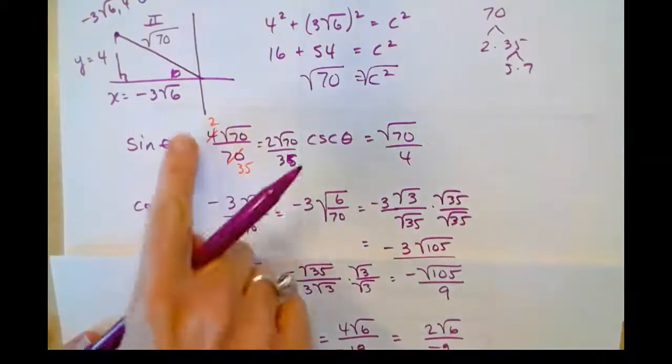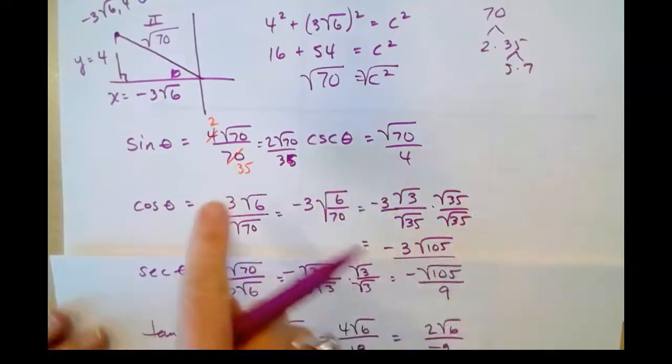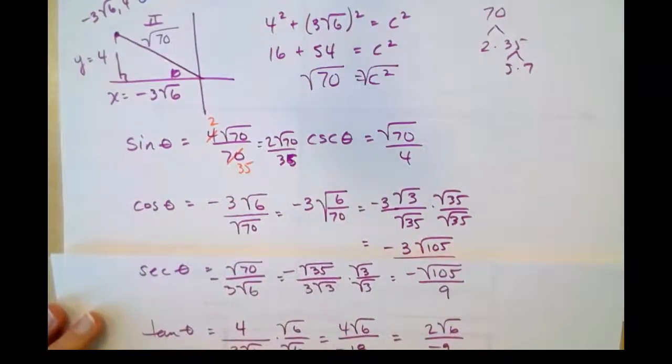So once again, sine and cosecant are positive. Cosine, secant, tangent, cotangent, all negative because we're in quadrant 2.